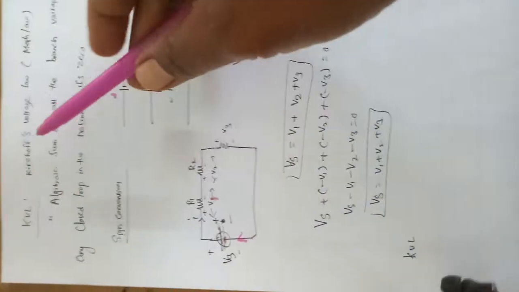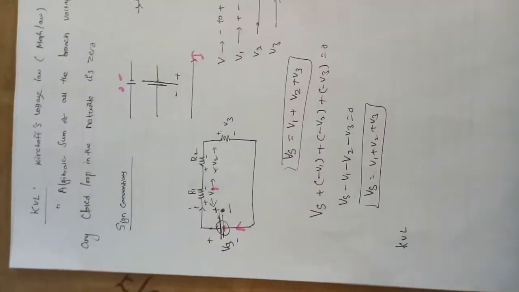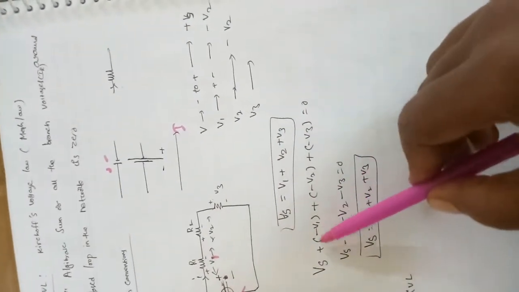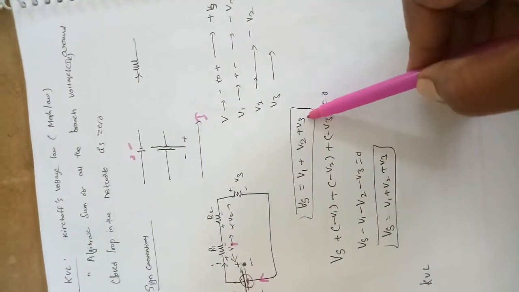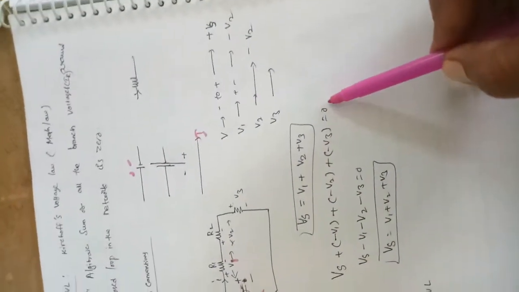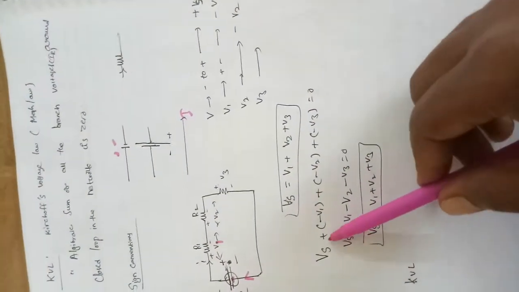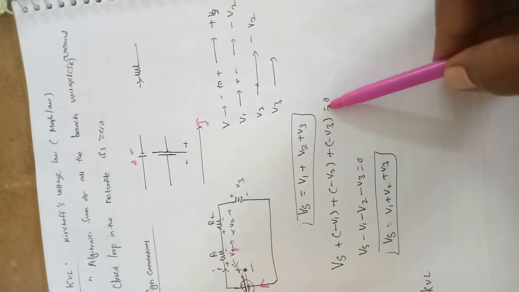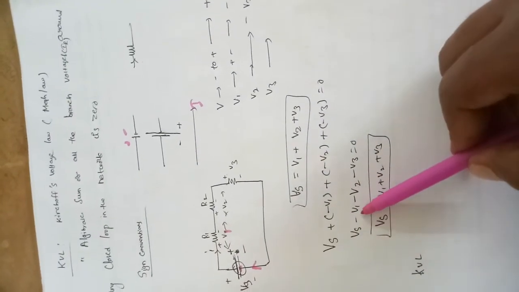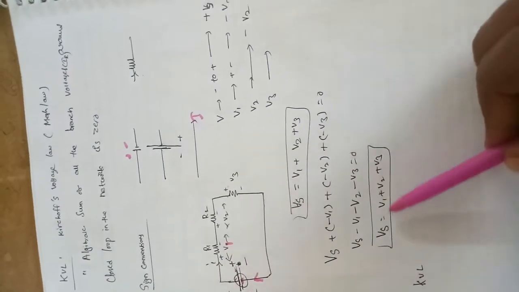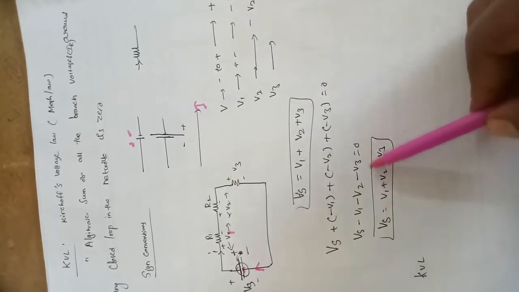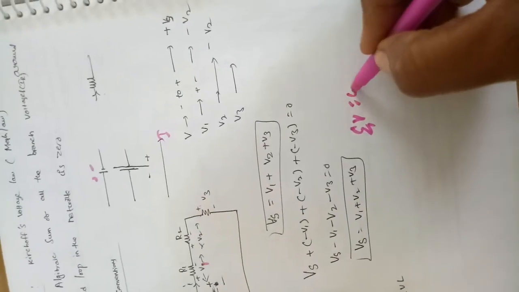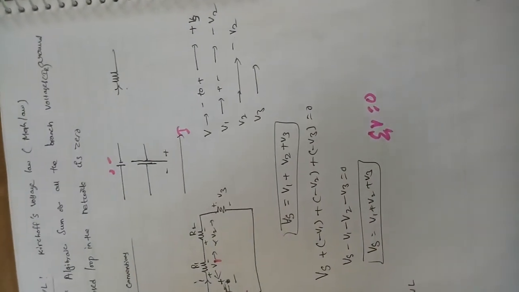Similarly, from the KVL law, the total voltage drops equal 0. Vs equals V1 plus V2 plus V3, or you can move this to the other side to make it 0. Vs minus V1 minus V2 minus V3 equals 0. Therefore, the sending voltage equals the total drops, or we can say that the summation of voltage drops equals 0. The total algebraic voltage drop equals 0.